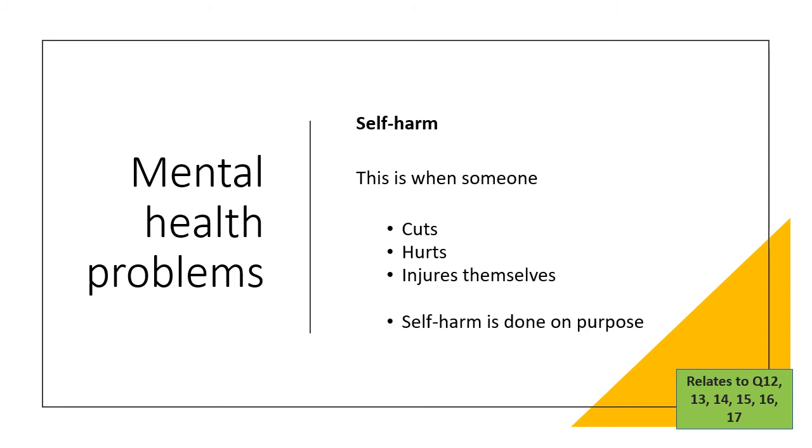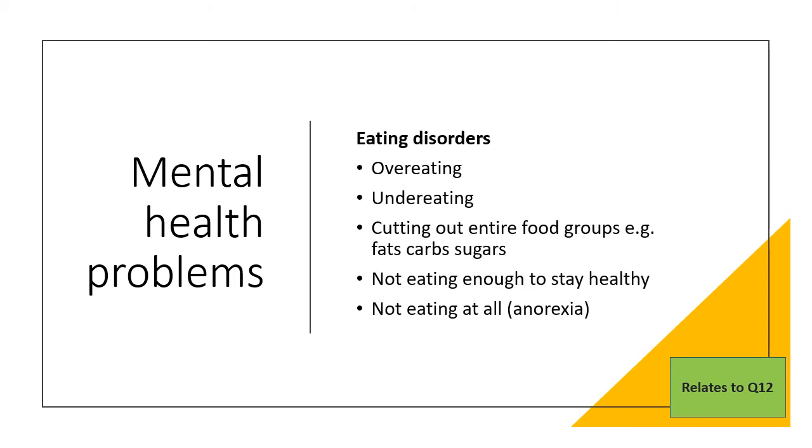Another mental health problem is self-harm, and self-harm is when somebody cuts themselves, they hurt themselves or injure themselves, and it's done on purpose. And you know, that's why it's called self-harm, because they're doing it to themselves and they're doing it on purpose. So there's eating disorders also. This can include overeating, undereating, cutting out entire food groups, so for example, cutting out fats, carbs and sugars, not eating enough to stay healthy and not eating anything at all. So then that can cause anorexia.